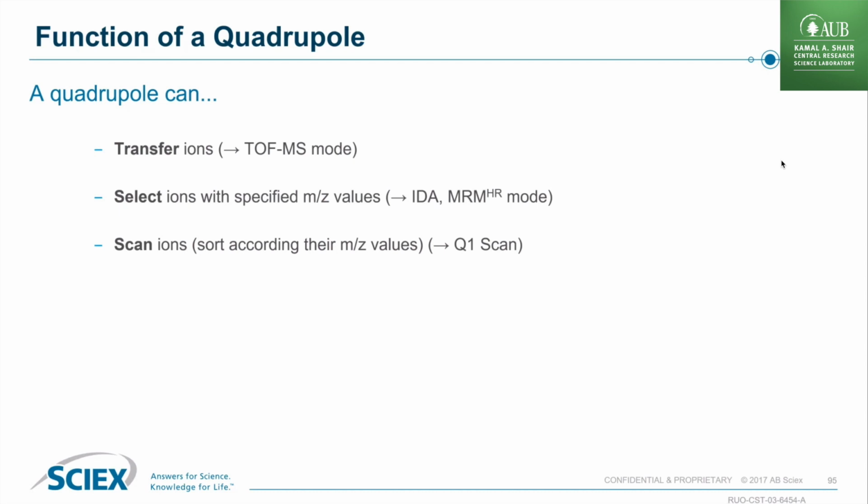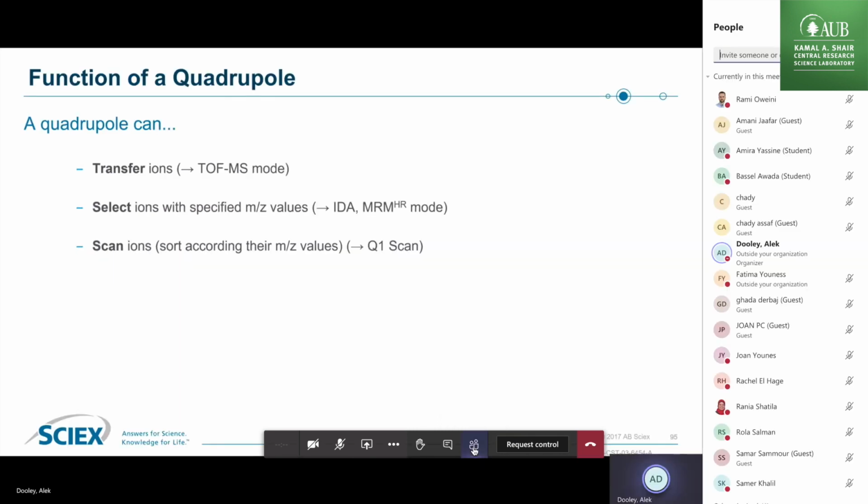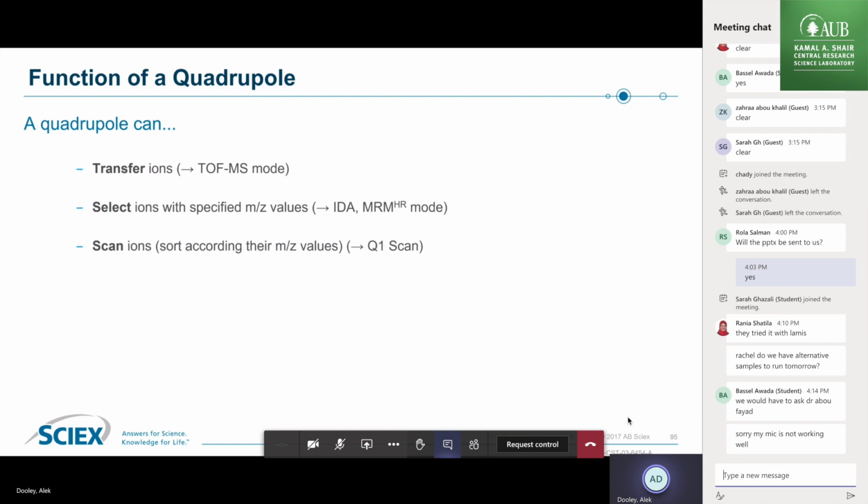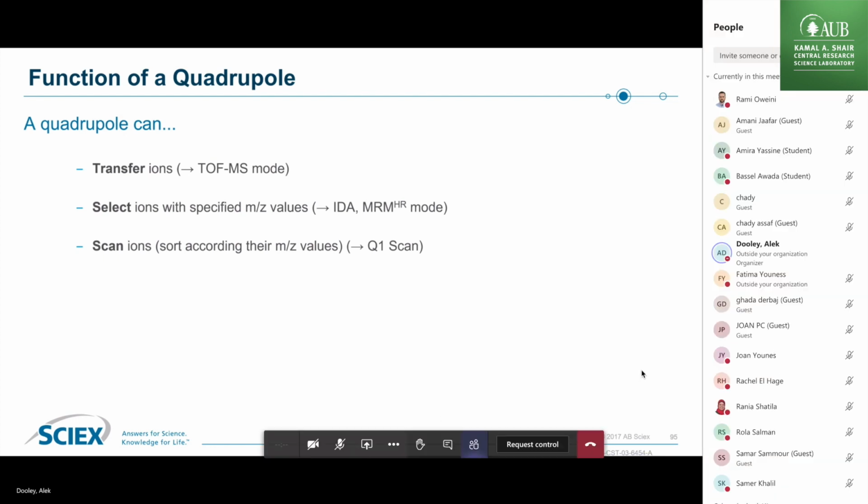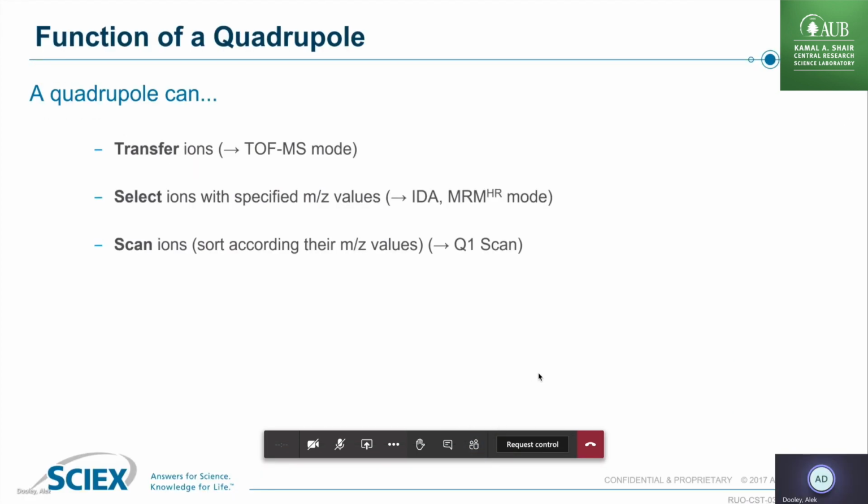So we have the transfer ion mode, and as I said, that's used in TOF-MS. Transfer means everything that's at the front of the quadrupole will be transferred through to the back of the quadrupole. There is no mass filtration. And then we have the select ions with a specific mass per charge value. And that is what we do in MSMS. So we are selecting either one mass or a range of masses, and we are sending only those to the collision cell. Everything else is blocked or lost.